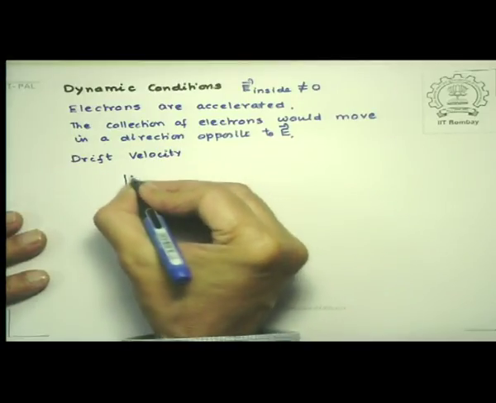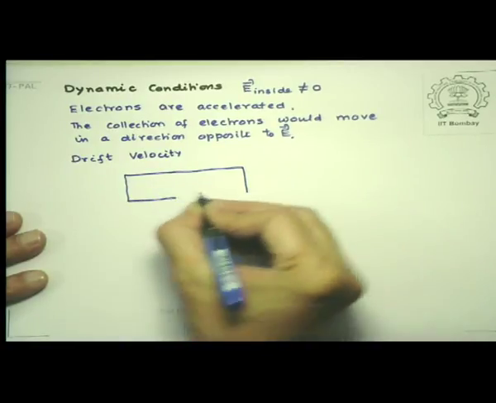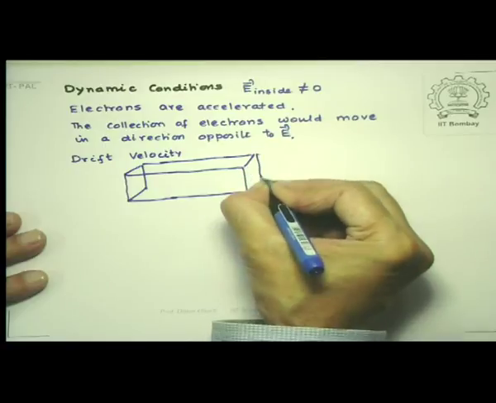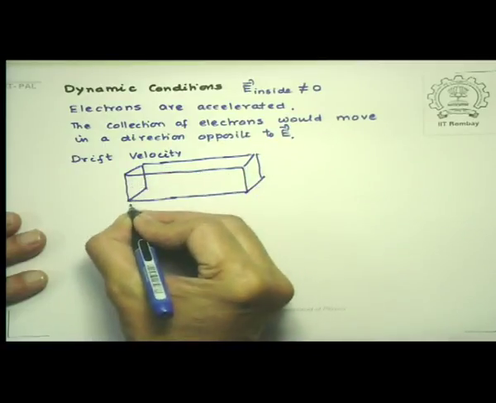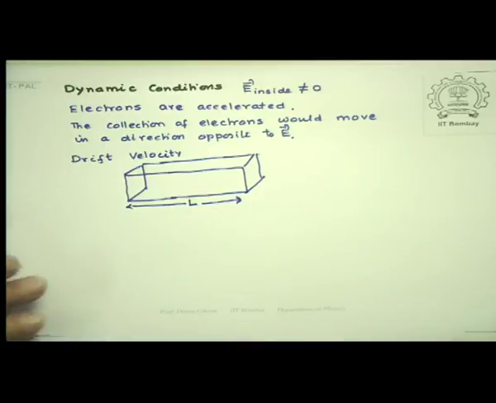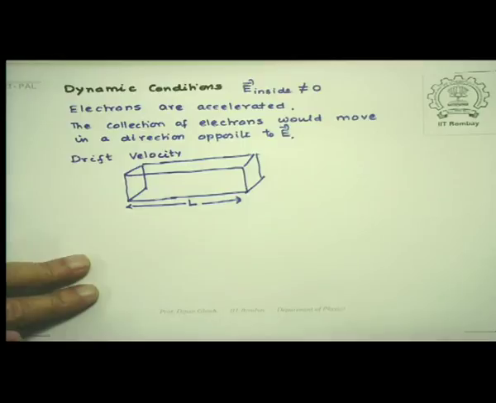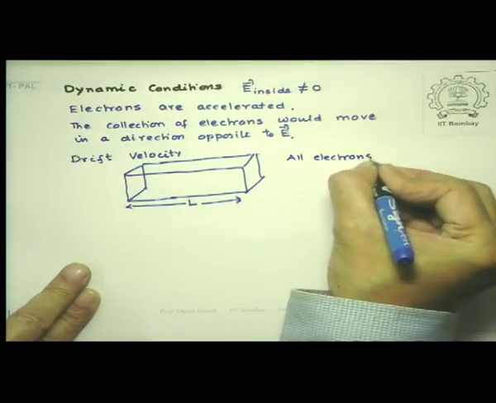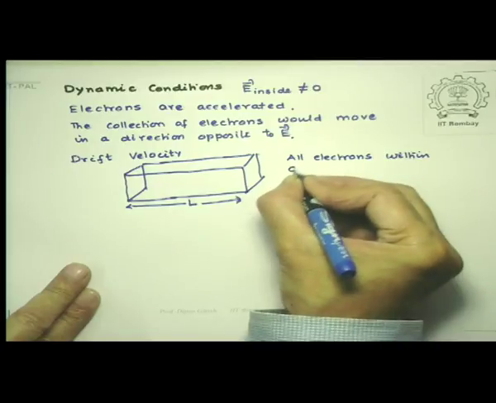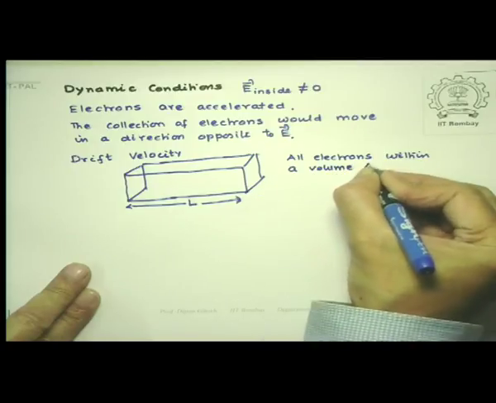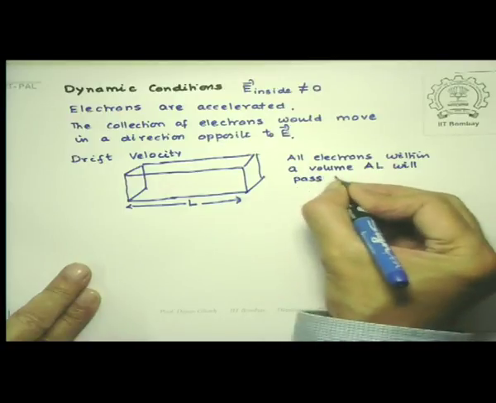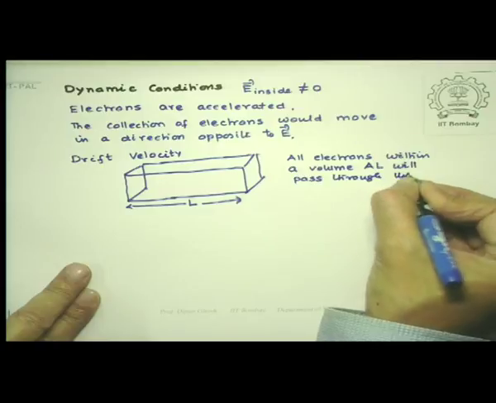So let us return to this picture, and I assume that I am considering a parallelepiped with a cross-sectional area A and length L. Now what we are saying is this: all the electrons which are within a volume A times L will pass through the right face.